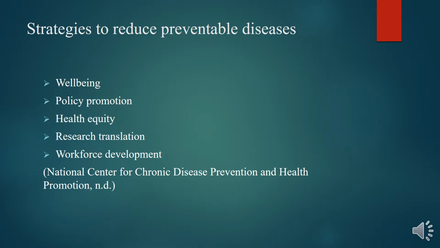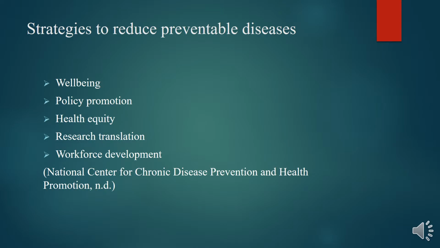This slide is going to focus on the strategies to reduce preventable diseases. As I have told you, preventable diseases, even when they have already occurred, can be reduced. The first step that I can give is well-being. By well-being, I mean you can offer education, social support, and healthy policies and environments so that people can take charge of their health. This is when you offer education so that people can take individual responsibility for their well-being.